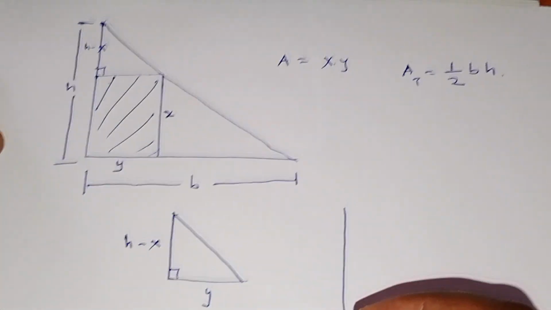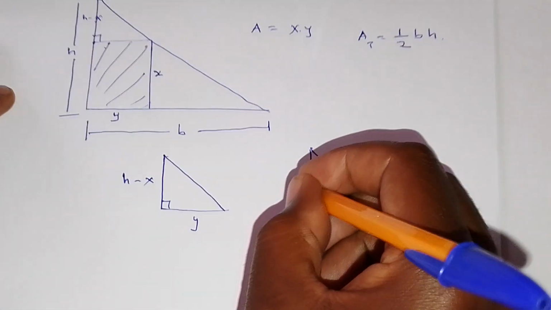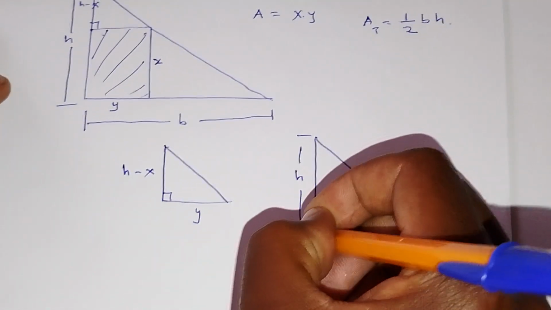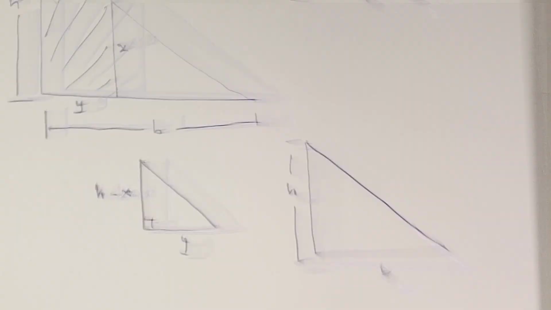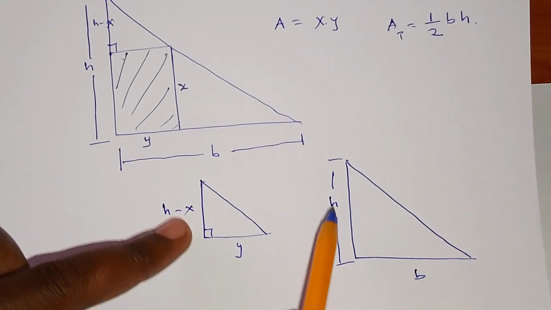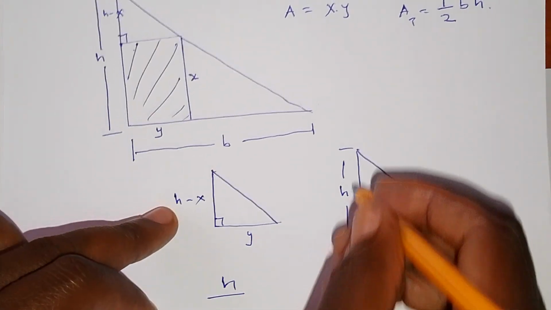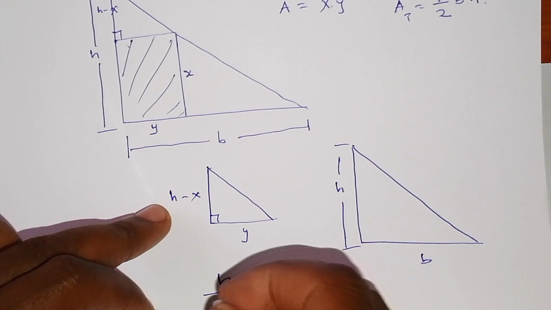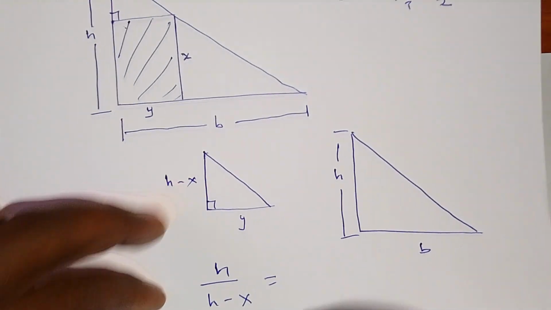Then I compare this vis-a-vis the bigger triangle, which has a base of b and an altitude of h. Okay, that's clear. So those triangles are going to be assumed to be similar. Now if they are similar, we have to compare these two. So we compare altitude. We have h, that is the height of the bigger triangle, over the height of the smaller triangle, which is this part here.